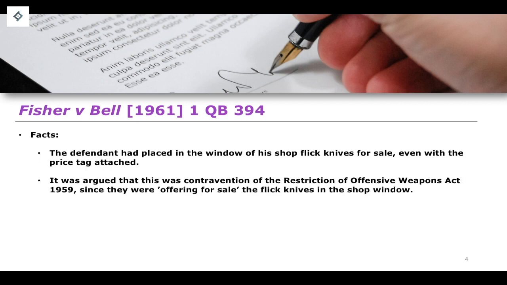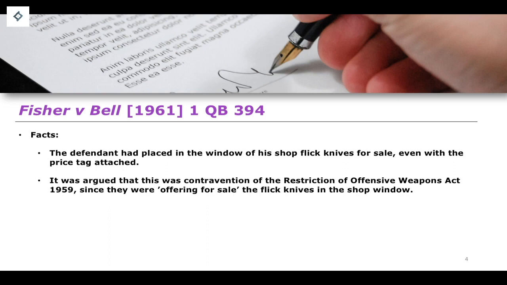Now, it was argued that this act itself, in doing so, was a contravention of the 1959 legislation, the Restriction of Offensive Weapons Act, because in that piece of legislation they made it a criminal offence, or they made it illegal, for the offering for sale, in quotes, of flick knives in a shop window.